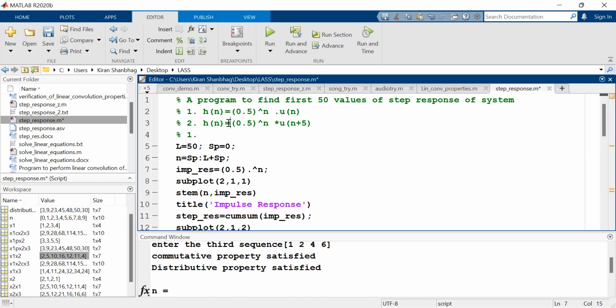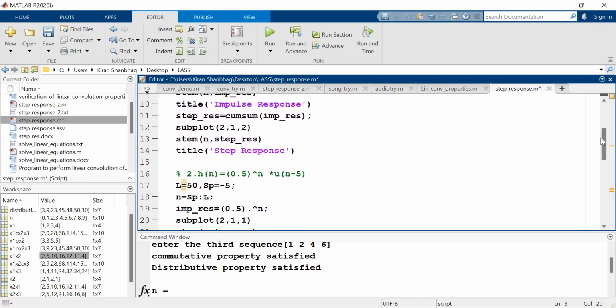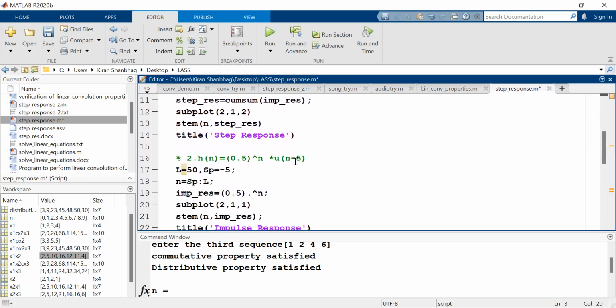For the second sequence, 0.5 to the power n u of n plus 5, let me not put a star there, you will get confused with the convolution. Let me multiply u of n plus 5. This means this sequence starts from minus 5. So what arrangement should we make? For n plus 5, my sequence should start from minus 5. So the starting point is minus 5, and I want to have up to 50.